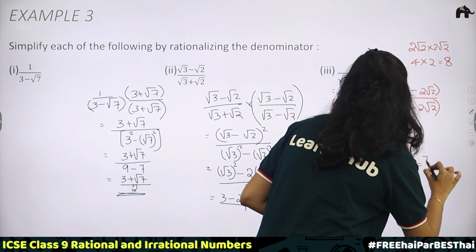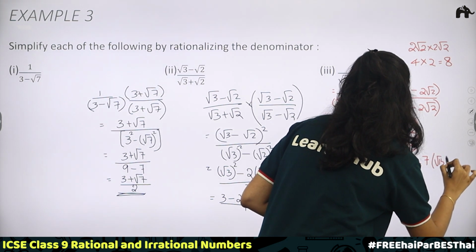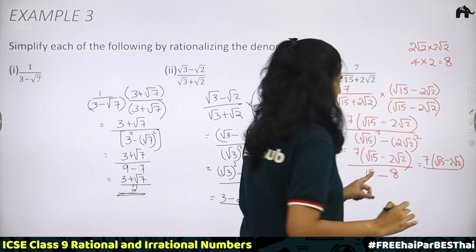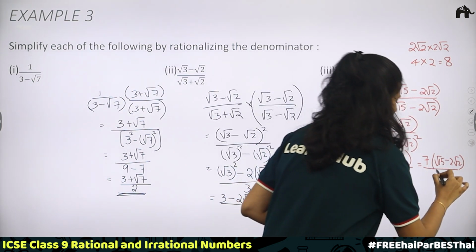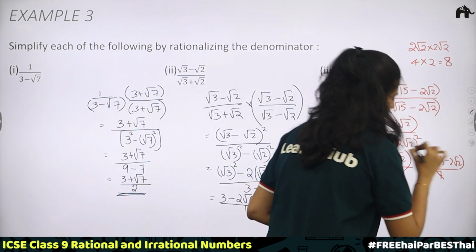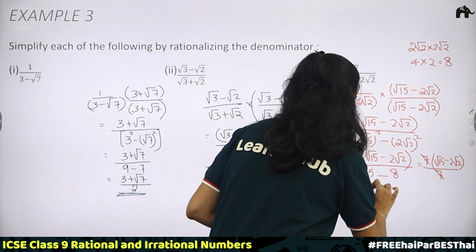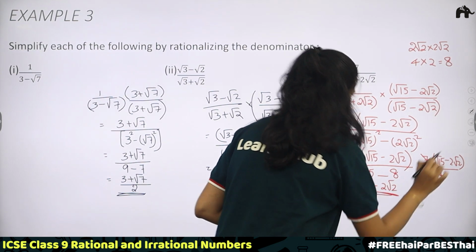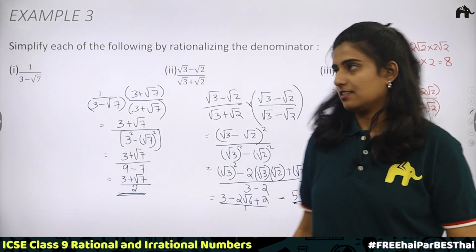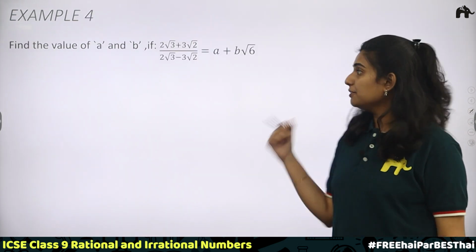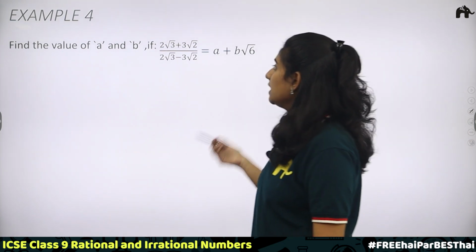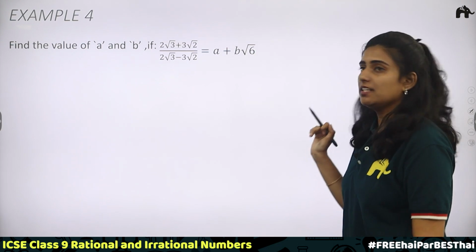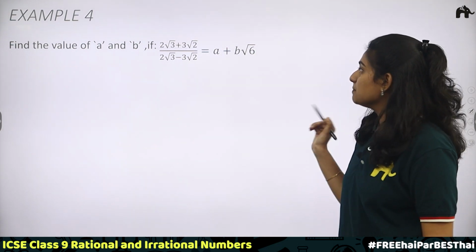That is 7 into root 15 minus 2 root 2 divided by 15 minus 8, which is again 7. So this 7 and this 7 can be cancelled, and your final answer is root 15 minus 2 root 2. So this is where we have done rationalizing. Clear? Example 4, find the value of A and B if 2 root 3 plus 3 root 2 divided by 2 root 3 minus 3 root 2 is equal to A plus B root 6.